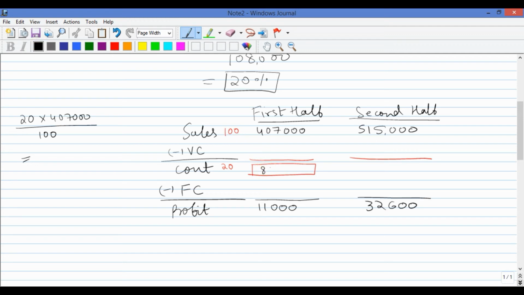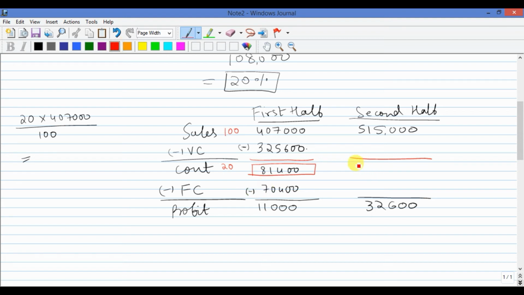So this is 81,400, and from the sales I am going to subtract the contribution to get the variable cost. So 4,07,000 minus 81,400, 325,600 is my variable cost. And 81,400 minus 11,000, I'm getting 7,400 as my fixed cost.